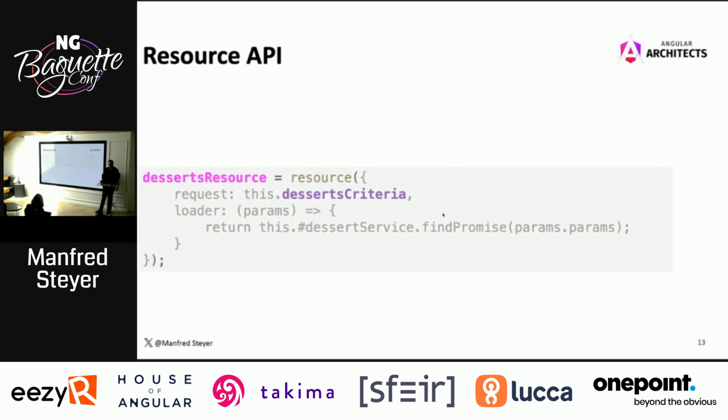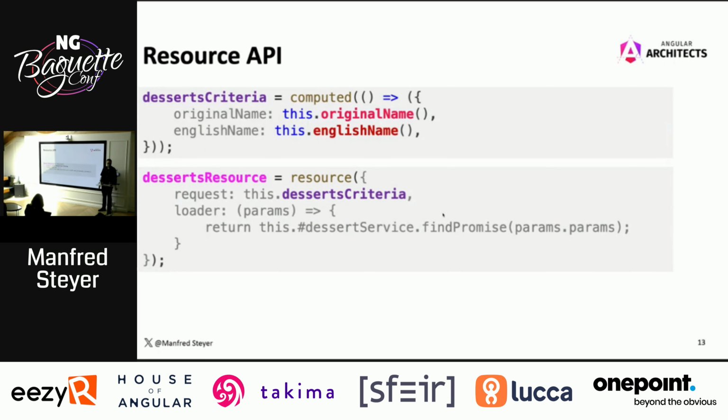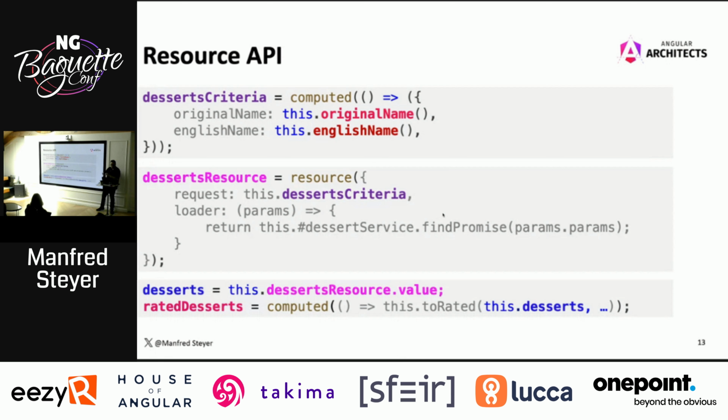And now I have a complete marble run. Here I have my resource. Here I have my marbles, original name and English name, go into dessert criteria. Dessert criteria, the next marble is going into my desserts resource. And then the next marble, the pink one, is coming out. A resource has a value that informs us about what we have fetched in terms of data. And it's our desserts array that one more time goes here into my computed, where the ratings are added to it. So here you see a complete marble run.